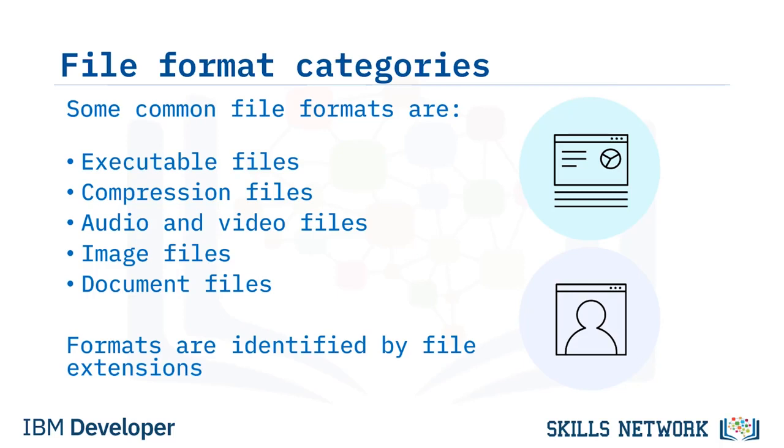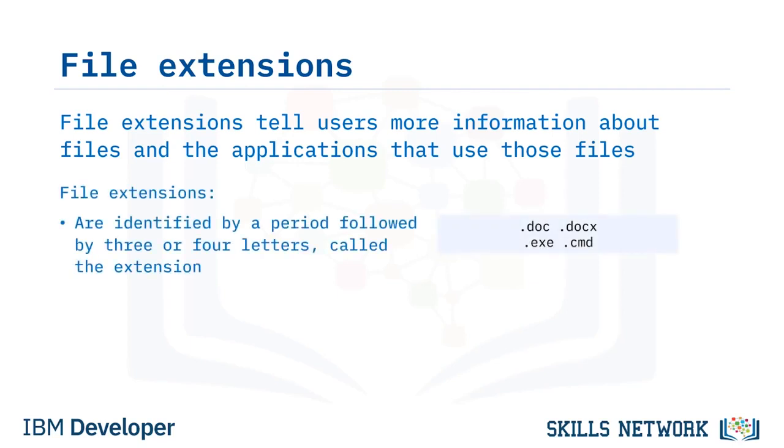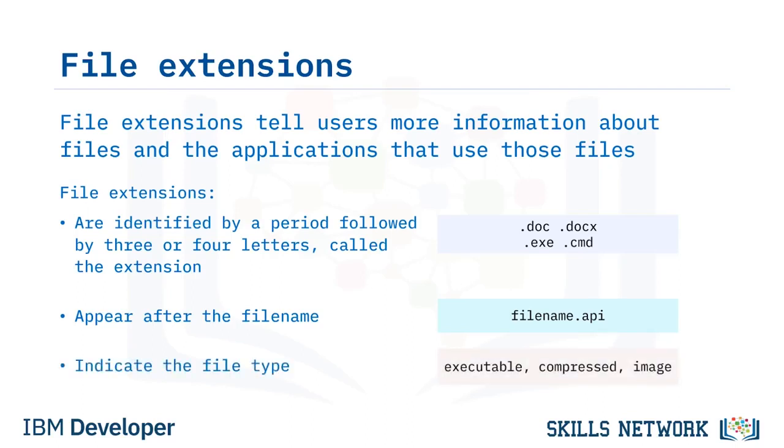You can identify the file format quickly by the file extension. File extensions tell users more information about files and the applications that use those files. They can do several different things. File extensions are identified by a period followed by a 3- or 4-letter extension or suffix. The extension tells the operating system which applications will run the files. The extension appears after the file name. In Windows applications, the extension will usually indicate what application will run the file. And they can indicate the file type, such as executable, compressed, or image.